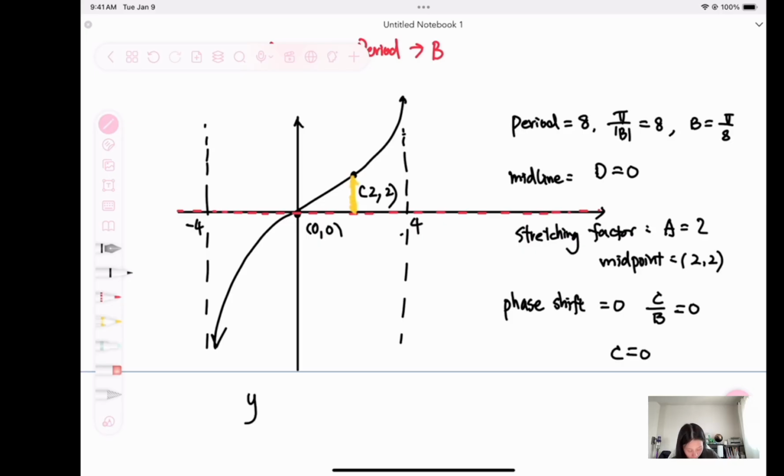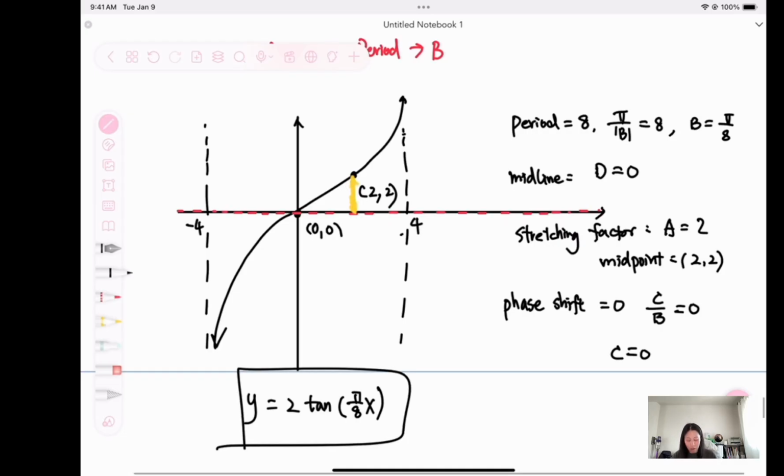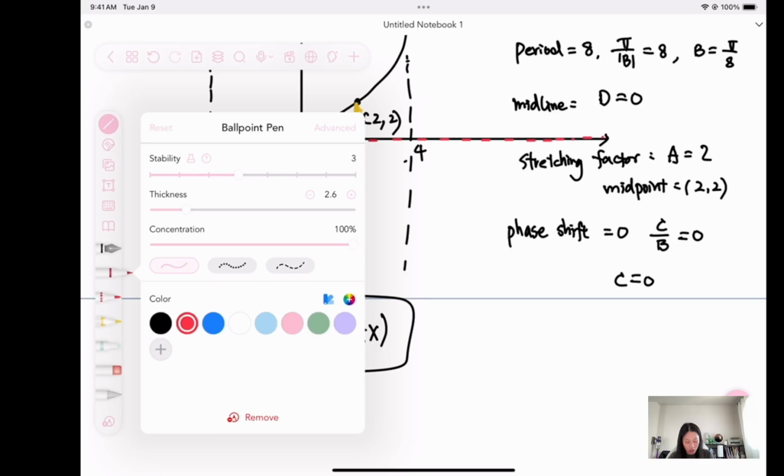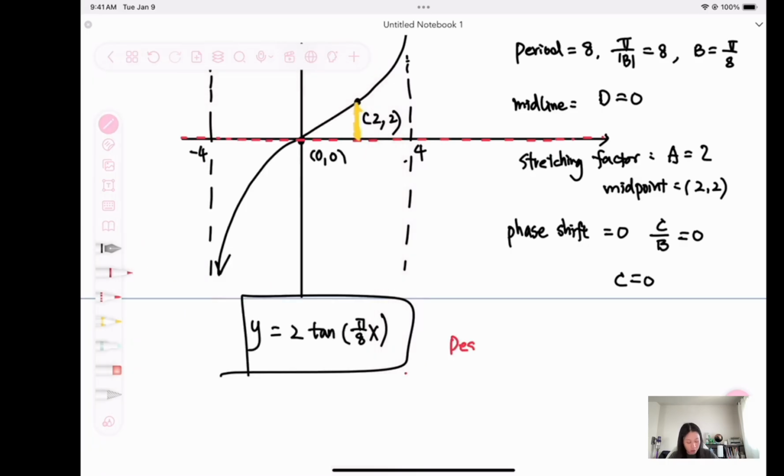So that means together we have the function y equals a tangent b x, where a equals 2 and b equals pi over 8. C is equal to 0, which means we don't need to do anything, and d also equals 0. So that means here is the function. Also, you should check. The next step is checking on a decimal graphing calculator.